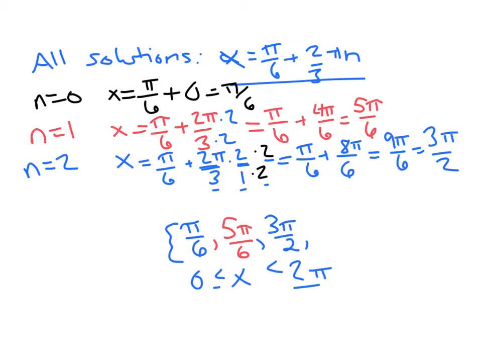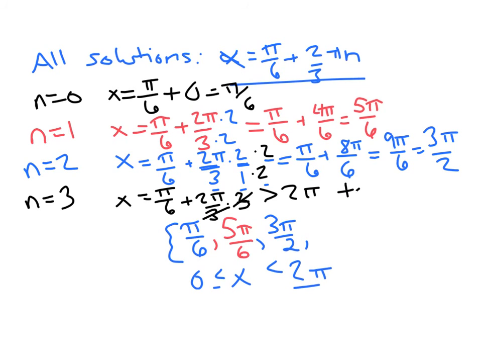And as long as we're still getting values less than 2 pi, we should carry on and see if we can get away with n equal to 3. So x equals pi over 6 plus 2 pi over 3 times 3. Oops, 3, not 2. Well, that would cancel the 3's here. And so you're left with 2 pi plus pi over 6. That's going to be bigger than 2 pi. I mean, we got 2 pi and we're adding to it. So that's definitely bigger than 2 pi.